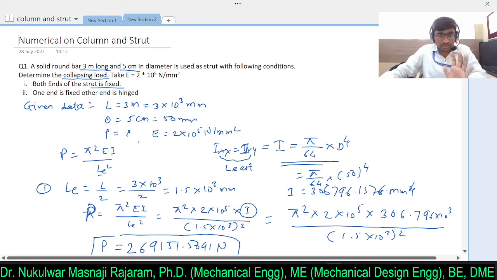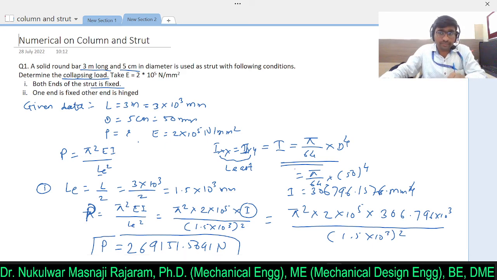I hope you understand the concept of column and strut, clear.